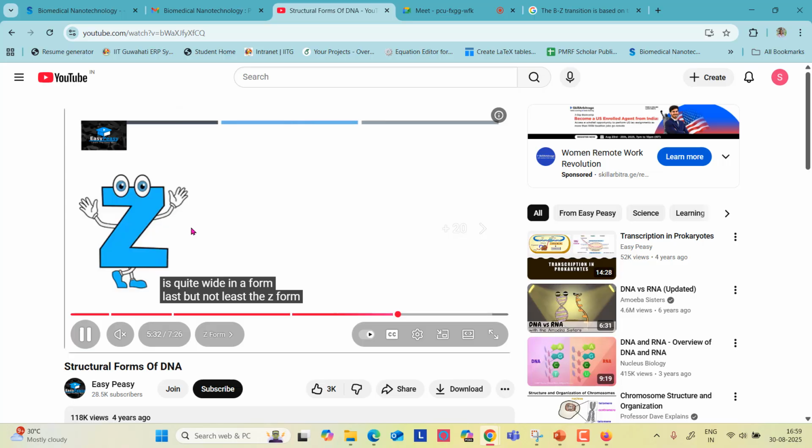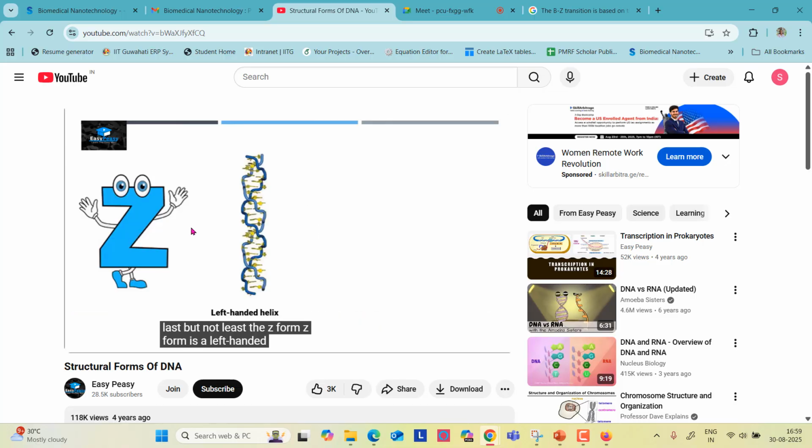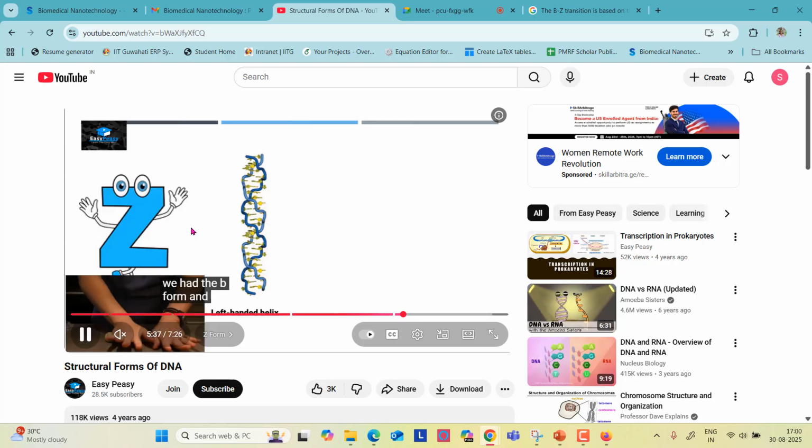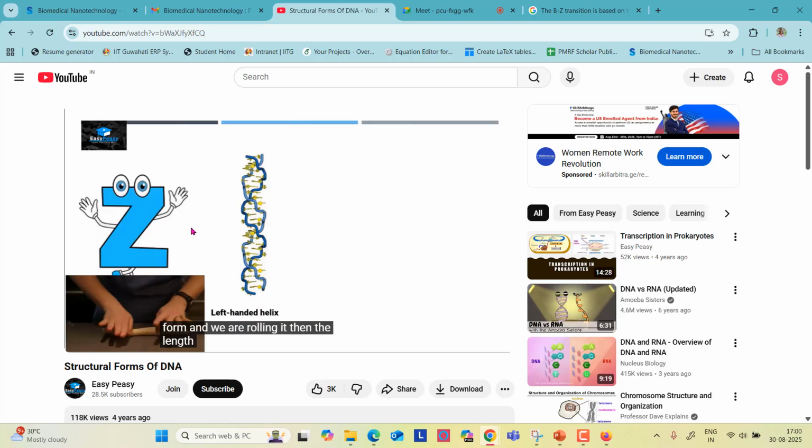Next comes the Z form. So what is it? Quite wide in A form, and last but not least, the Z form. Z form is a left-handed helix. So B form and A form are both right-handed helices, right? But Z form is a left-handed helix. And it becomes longer. It is a kind of slim structure.